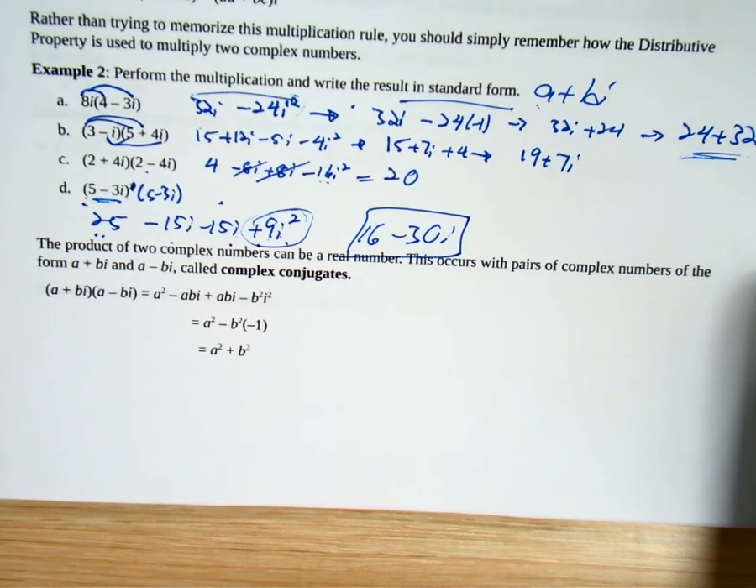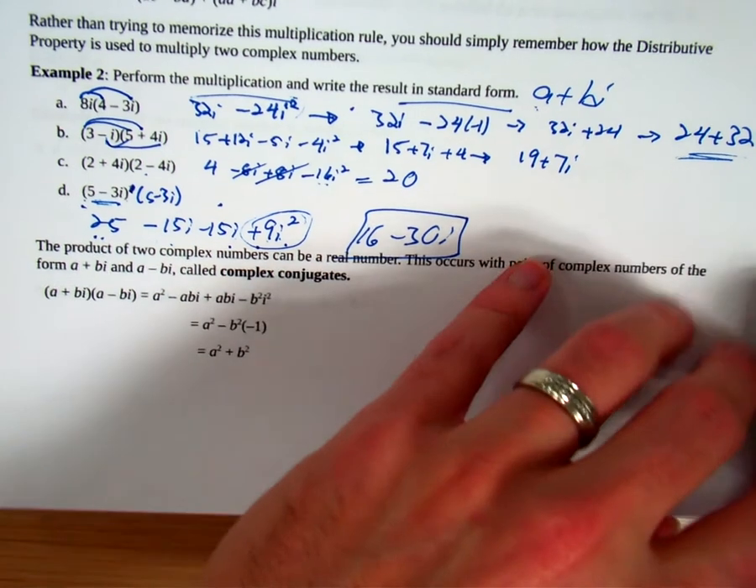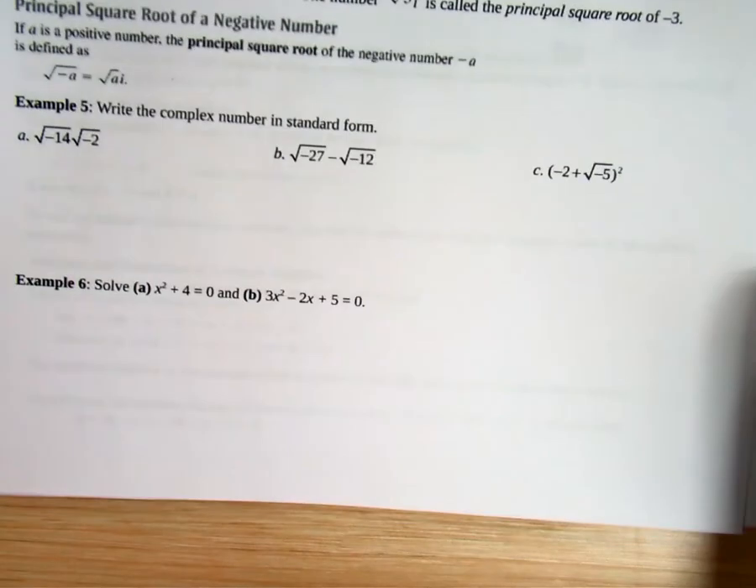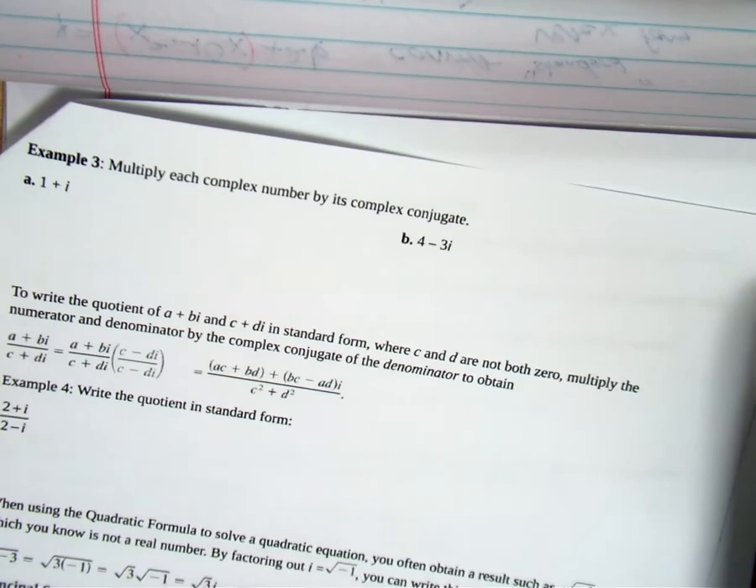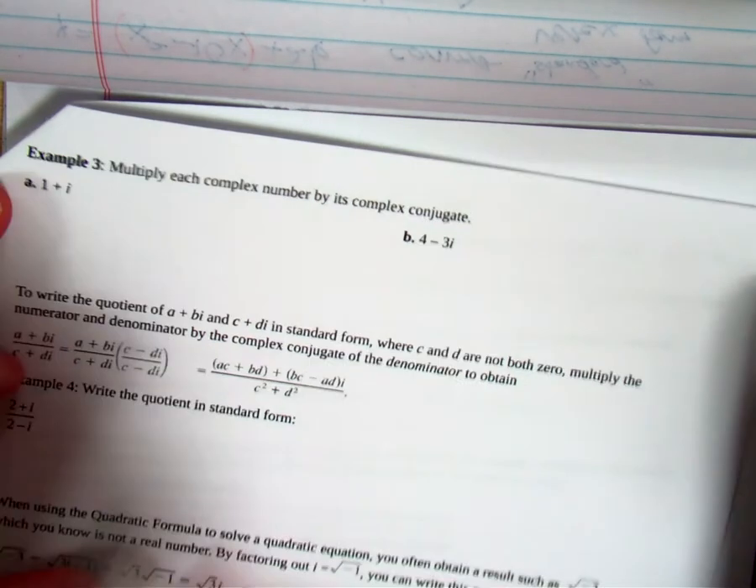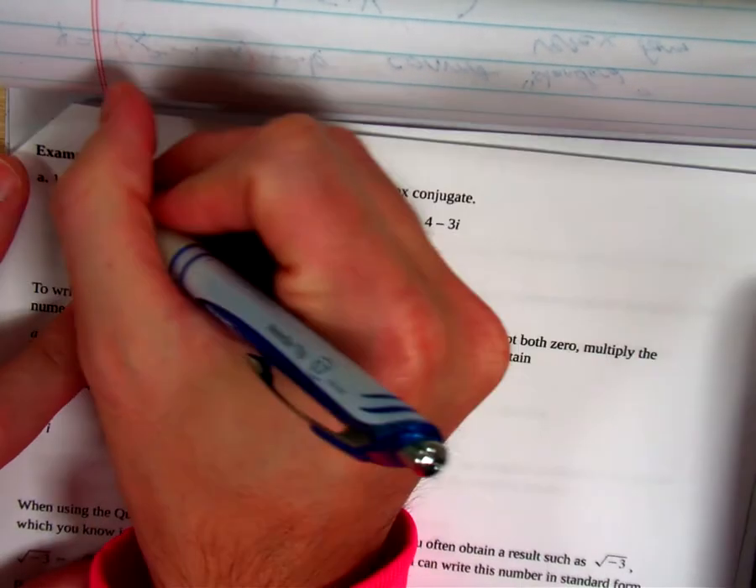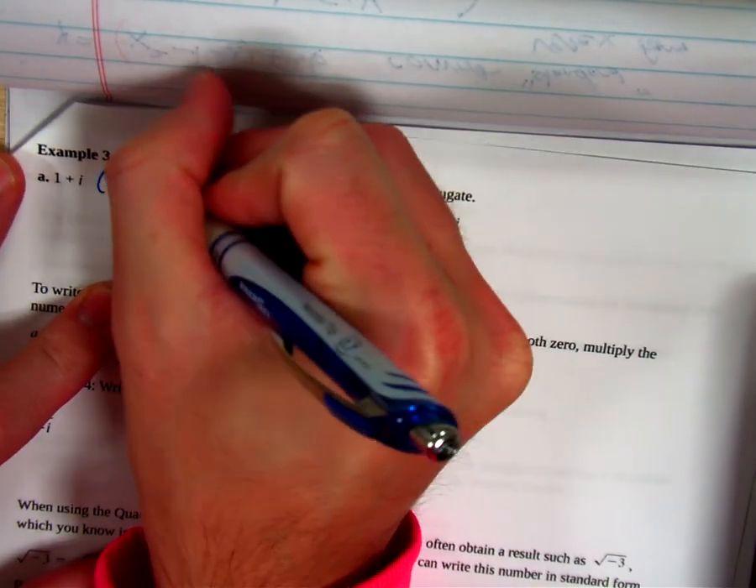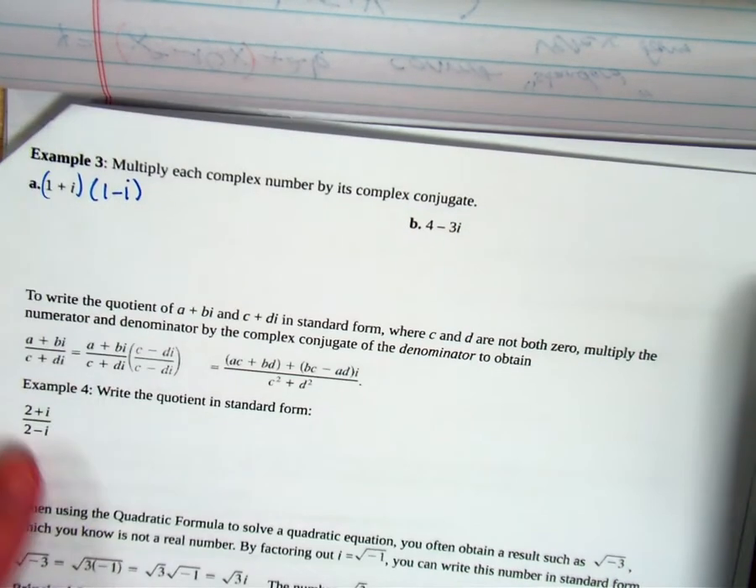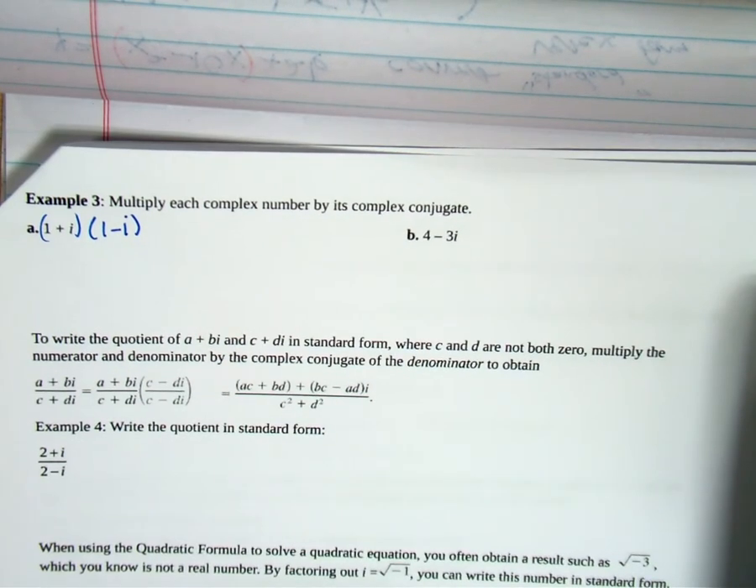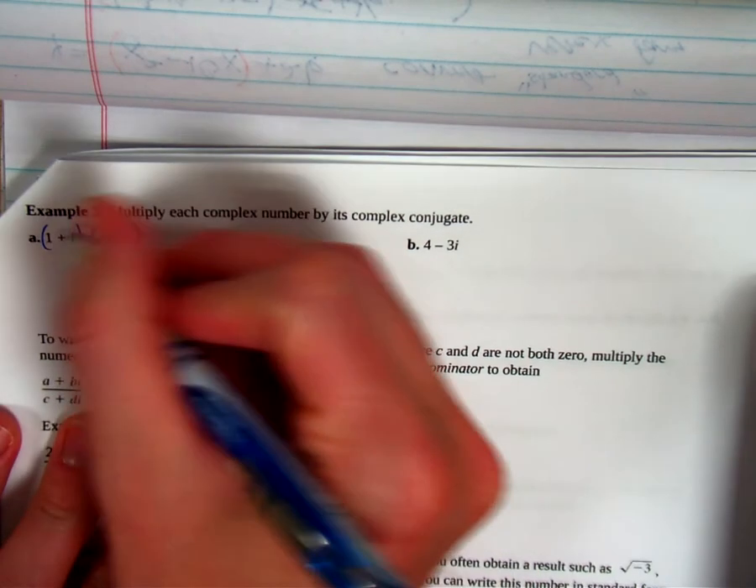All right, so what we did up here in C was actually complex conjugates. Same numbers, different sign between them. And what happens then is all the i's should cancel out. All right, so 1 plus i. What would be the complex conjugate to that? The same numbers, different sign, 1 minus i.